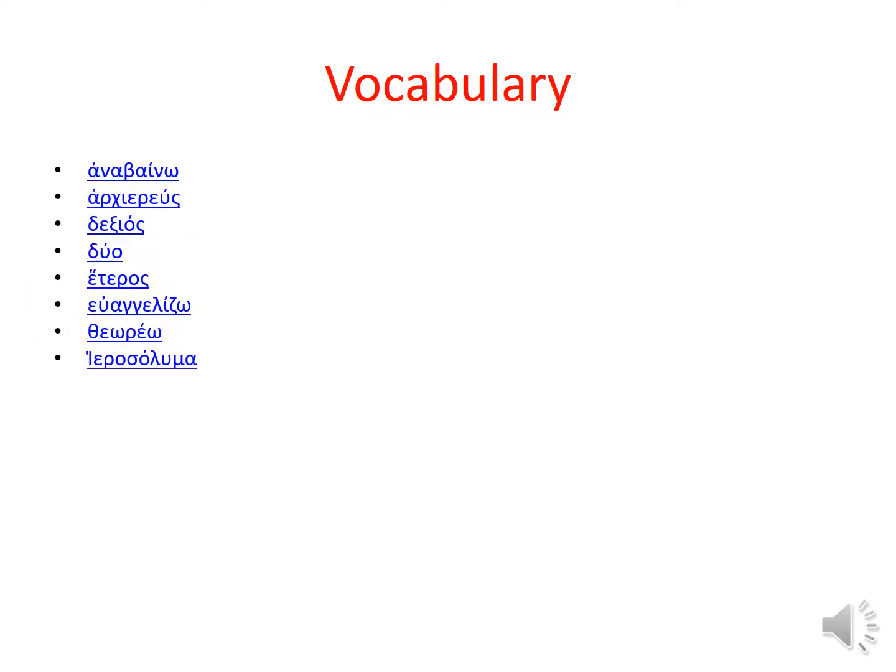Let's go over our vocab. Anabino, archierus, dexios, dua, heteros, euangelizo, theoreo, Jerusalema, kathemai, katabino, hu, perikaleo, patho, and trace.